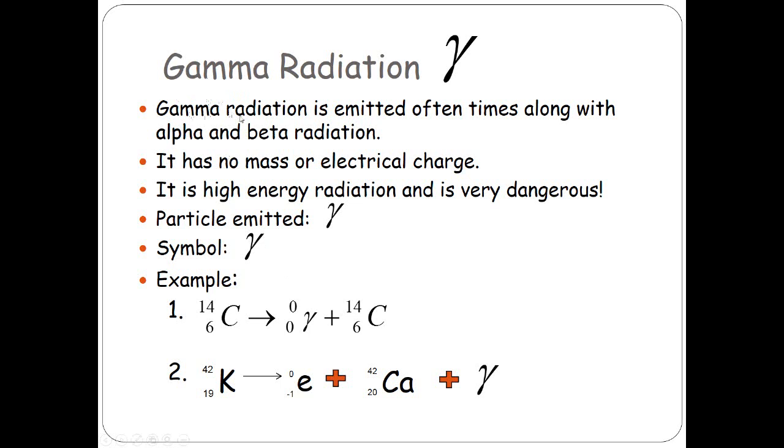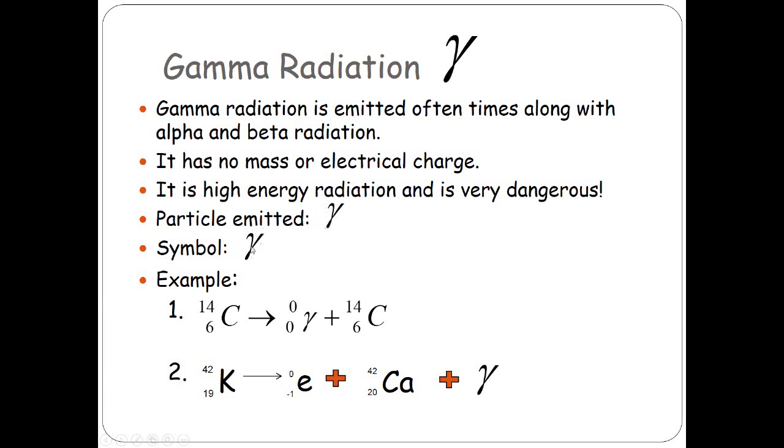Now, gamma radiation is just pure energy. It has no mass and no electric charge. It has very high energy, and it's the most dangerous type of nuclear radiation. It often accompanies or goes with beta or alpha decay at the same time. The particle is this Greek letter gamma.